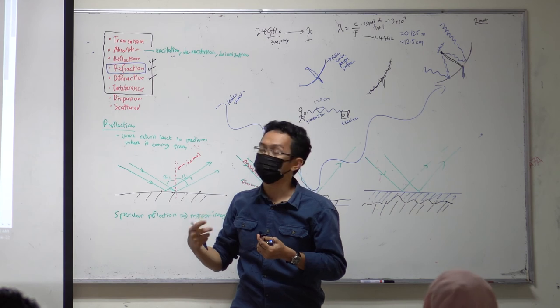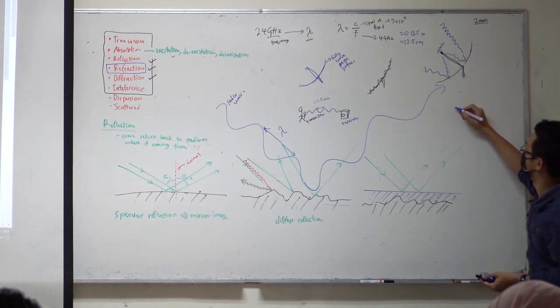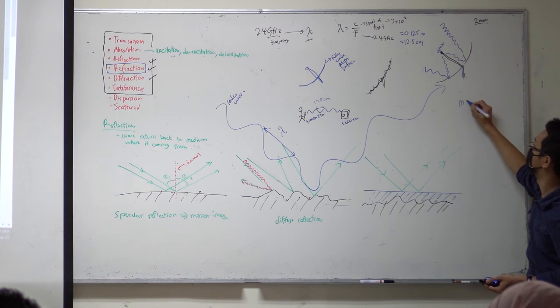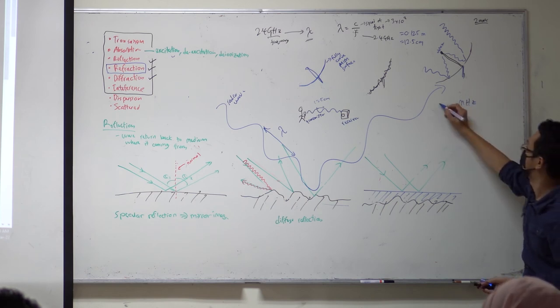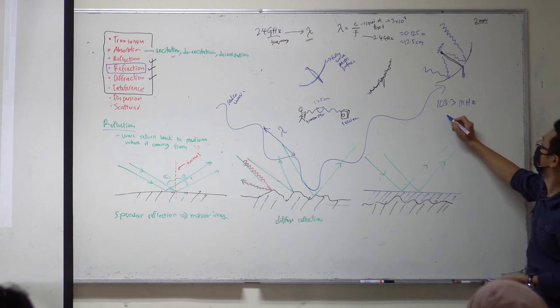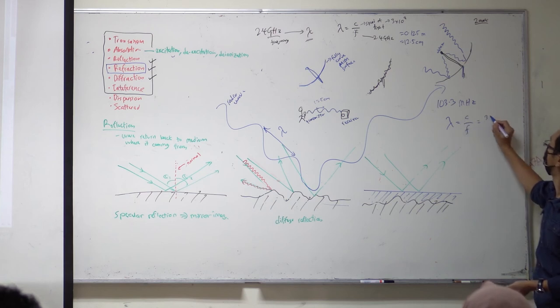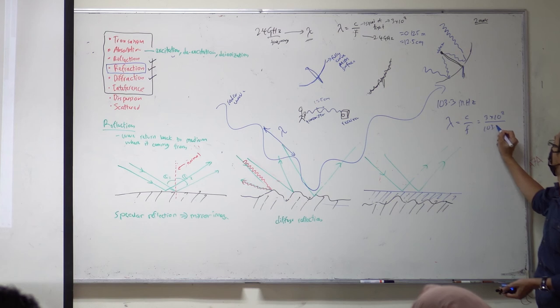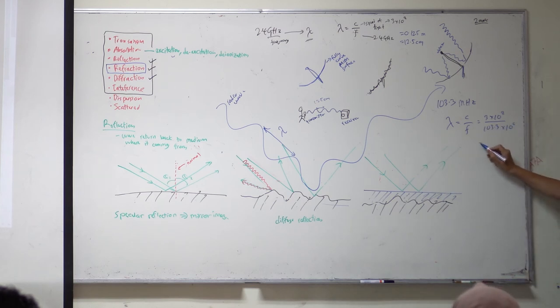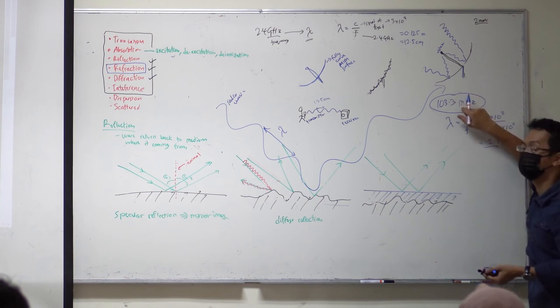But if you are using radio in your car, for example, the radio station, like Era, that we did last time, they are in megahertz. For example, Era is 103.3 megahertz. So if you do this, speed of light C over frequency, you get 3 times 10 to the power of 8 divided by 103.3 times 10 to the power of 6. How much is this? 2.9 meters.